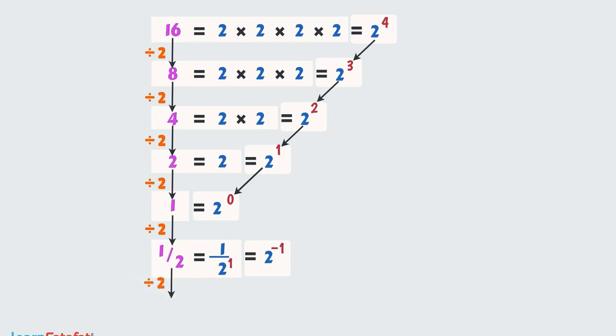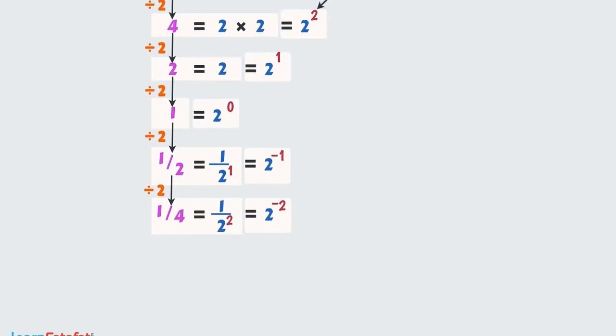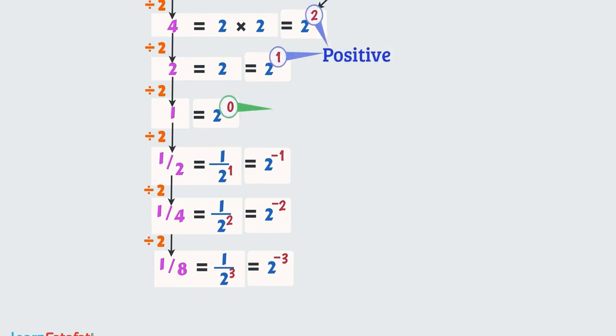Dividing 1 by 2 again, we get 1 by 4. Its exponential form can be written as 1 upon 2 raised to the power 2 or simply 2 raised to the power minus 2. Again dividing 1 by 4 by 2, we get 1 by 8, which is expressed as 1 upon 2 raised to the power 3 or simply 2 raised to the power minus 3. So this means that the exponent or index could be positive, 0 or negative as well.